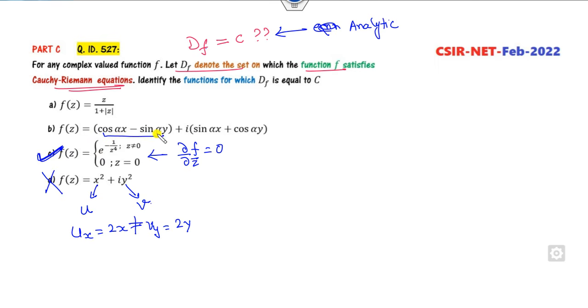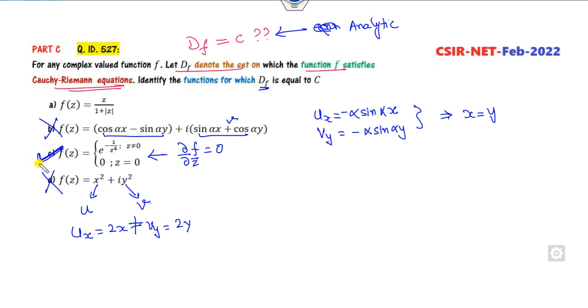Similarly, this is my u. So what is u_x? Minus alpha sine alpha x. This is my v. So what is v_y? This is minus alpha sine of alpha y. They are equal only when x is equal to y, but this must hold for the complete plane. So this is not analytic.